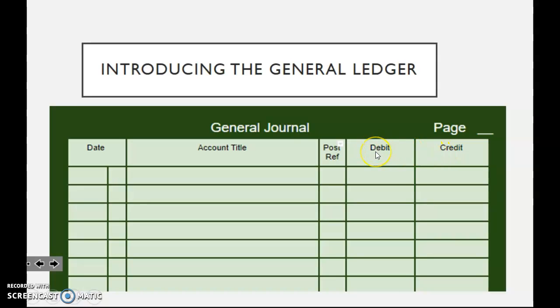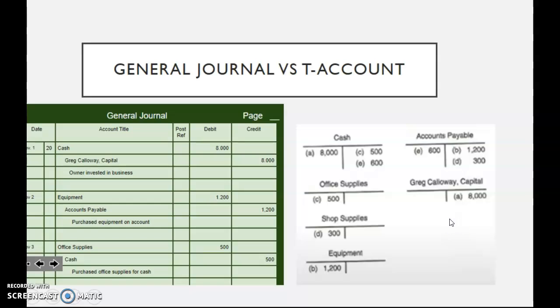So anything that you were going to enter on the left side of the T account, or the debit side, you enter it in the debit column of the general journal. And conversely, anything of credit, you're going to enter it in the credit column. So let's take a look at a comparison. For example, this was a T account problem that you did earlier. And you see, here's transaction A, and you have the debit is in cash, the credit is in capital.